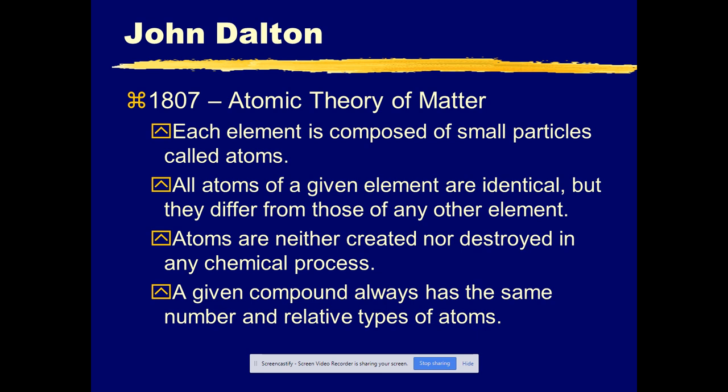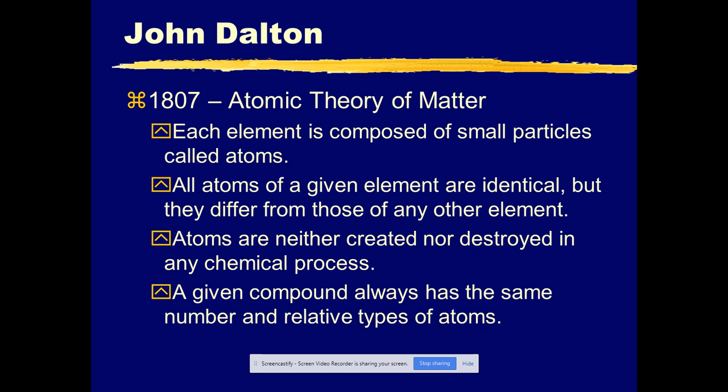John Dalton says all atoms of a given element are identical but differ from those of any other element. Remember, that is not entirely true because of isotopes, which of course they didn't know about back then. But atoms of a given element are quite similar, and they just might differ in terms of the number of neutrons.